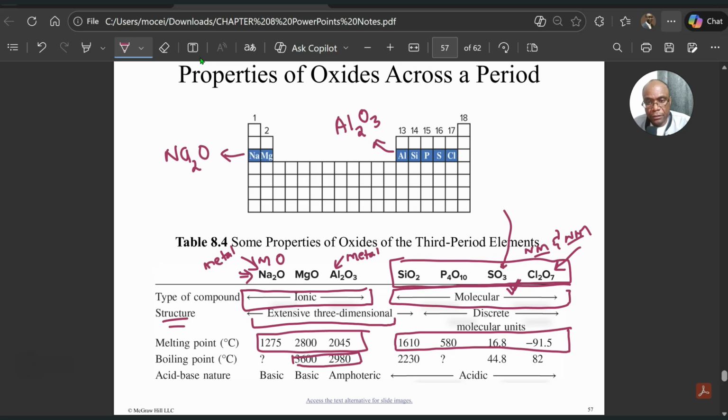And acid-base nature, usually sodium oxide, you drop it in water, is going to give you a base, and then aluminum oxide is amphoteric, depends on the environment. It can be acidic or basic. Usually for these molecular structures, they tend to be acidic because they can give you silicon hydroxide, which is acidic, for silicon oxide in water. Tetraphosphorus decaoxide can give you phosphoric acid, SO3 can give you sulfuric acid, dichlorine heptoxide can give you HCl or the derivatives of HCl, so it will be acidic.